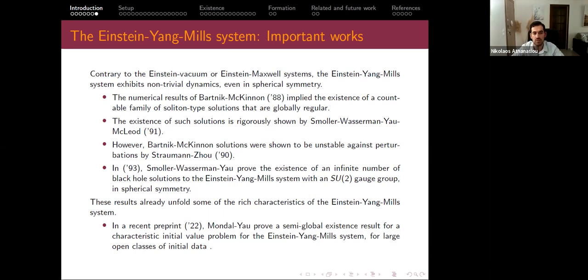And in '93, Smoller, Wasserman, and Yao proved the existence of an infinite number of black hole solutions to the Einstein-Yang-Mills system, but for the SU(2) gauge group in spherical symmetry. And these results already show that the Einstein-Yang-Mills system, even in spherical symmetry, is dynamically flexible in the sense that you can see global solutions, and you can also see singularities for it, right?